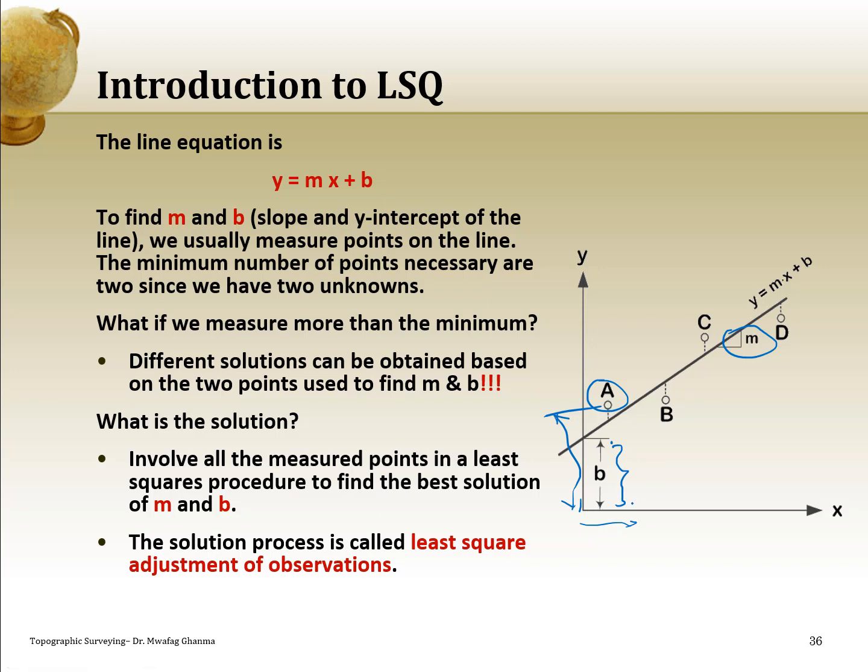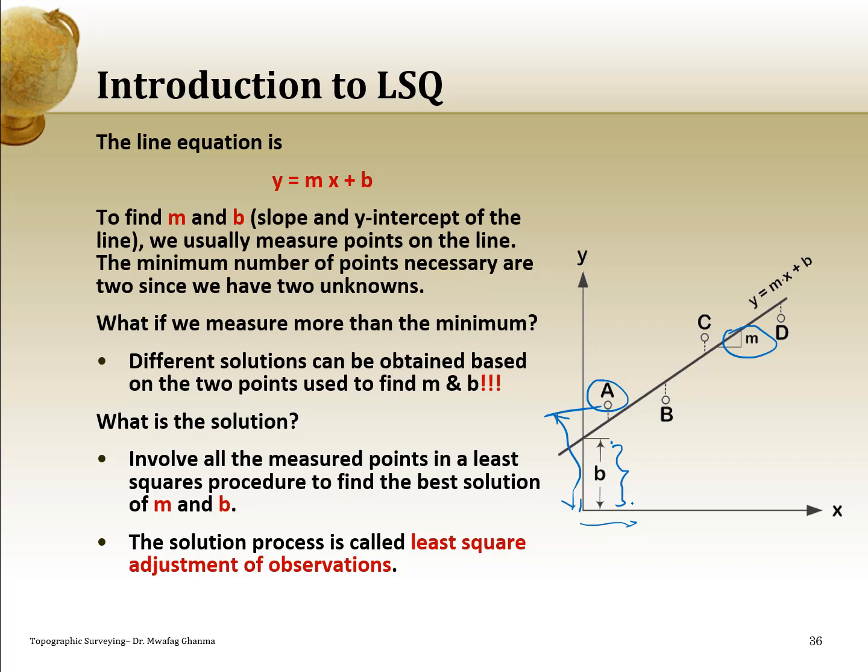Now, if we want to find the equation of the line, on that line we measure points, and from those points we will try to find the equation. What is the minimum number of points that need to be measured on the line to be able to find the equation? This equation has two unknowns, m and b, so we have a minimum of 2 points that we need to measure. But what if we measure more than 2 points?